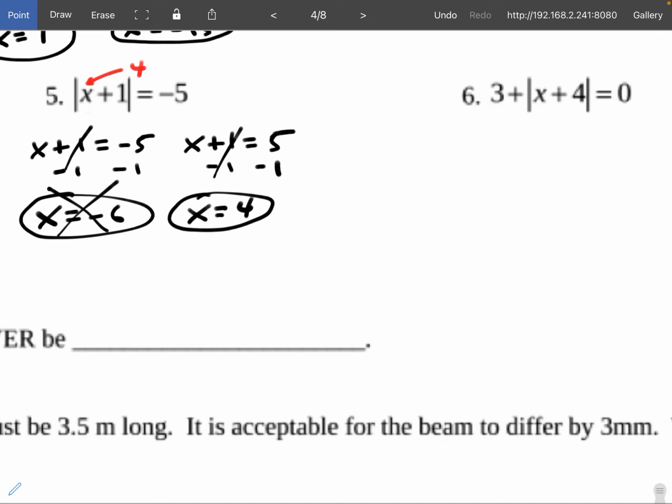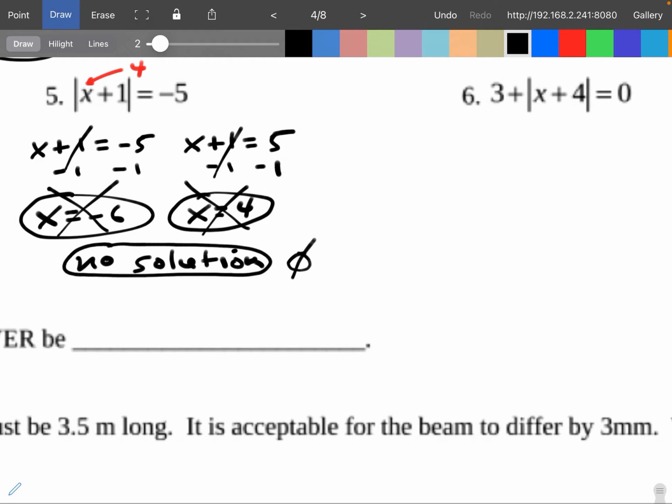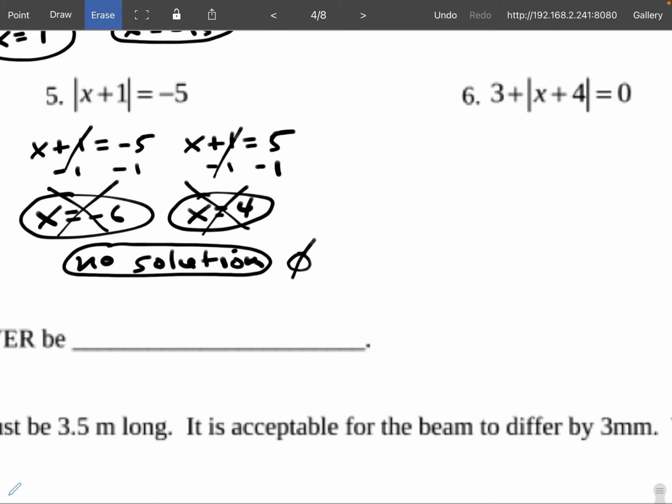What's that? DeJuan, that's good. Yeah, 4 plus 1 is 5. What's the absolute value of 5? 5. Does 5 equal negative 5? No. So that solution is no good either. So cross that one out. So what do you write? Good. So there's no solution. So there's no solution. Or you could write this thing, right? Either way.